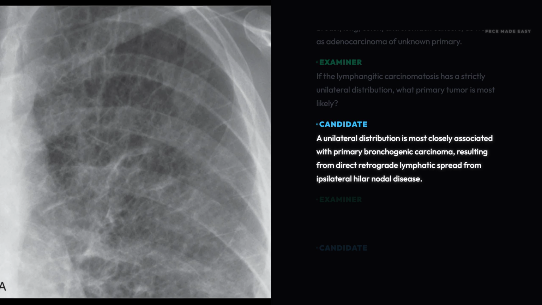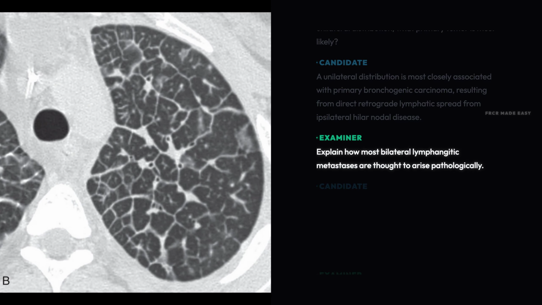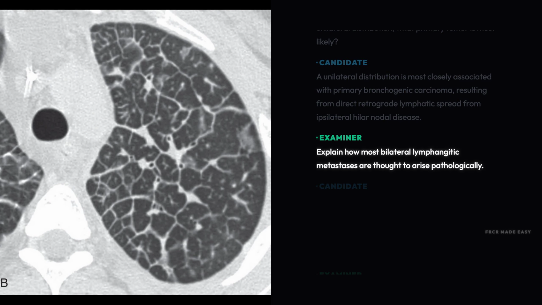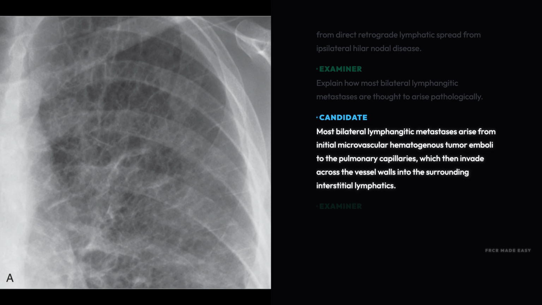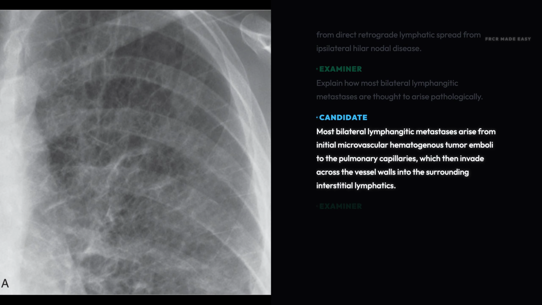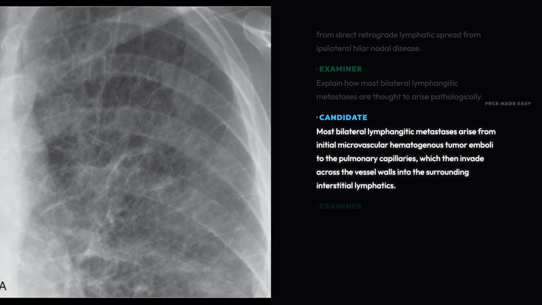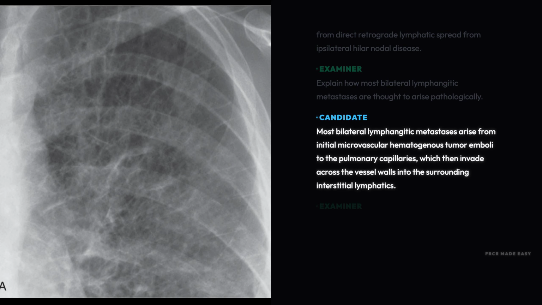nodal disease. Explain how most bilateral lymphangitic metastases are thought to arise pathologically. Most bilateral lymphangitic metastases arise from initial microvascular hematogenous tumor emboli to the pulmonary capillaries, which then invade across the vessel walls into the surrounding interstitial lymphatics.